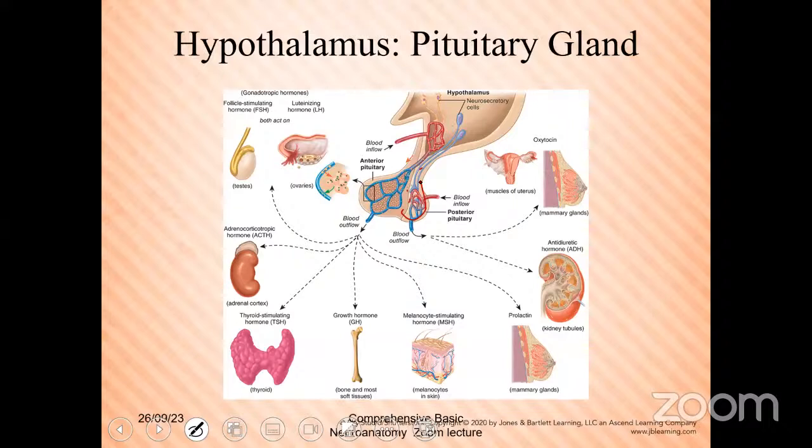The anterior pituitary has very many hormones which act on the genitalia, on the ovary. These are luteinizing hormone, follicle stimulating hormone. And also you have adrenocorticotropic hormone, ACTH, and thyroid stimulating hormone, growth hormone, melanocyte stimulating hormone. These are all the secretions from the anterior pituitary. Now all these hormone secretions are controlled by the supercenter at the hypothalamus, where you have neurosecretory cells.